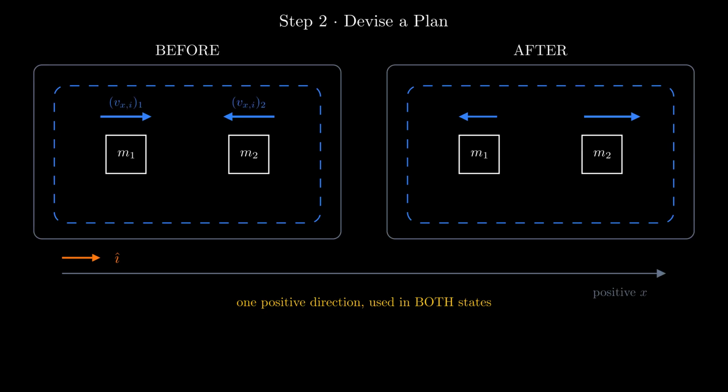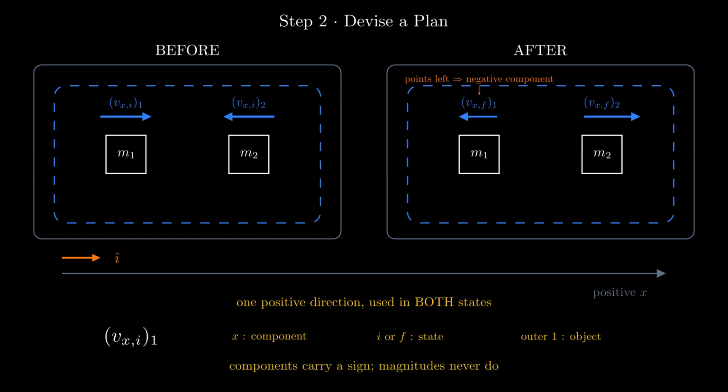The x component of the velocity of object 1 in the initial state is written as a lowercase v carrying subscripts x and i, the whole thing wrapped in parentheses, with a subscript 1 hanging outside them. In the final state, f replaces i. Decide up front whether your velocity symbols mean components, which can be negative, or magnitudes, which cannot. And because momentum is a vector, identify the initial and the final momentum components as well. These paired pictures are what we call momentum flow diagrams.